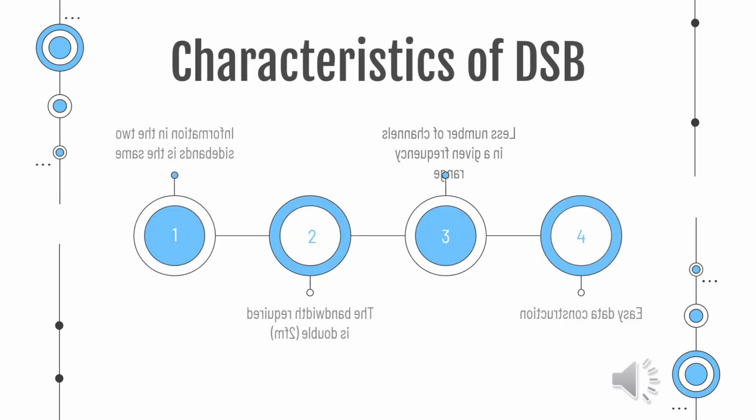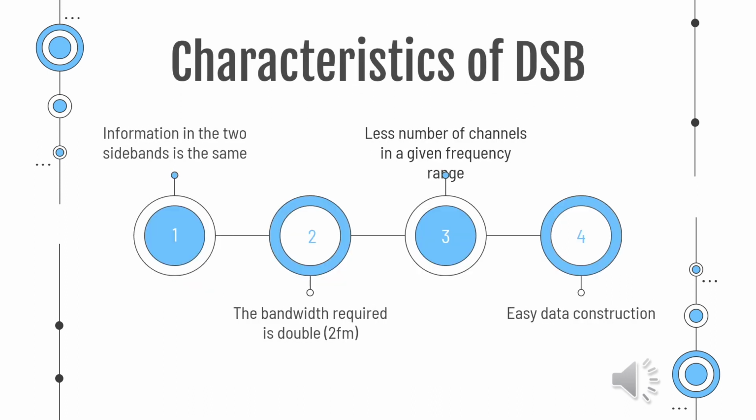These are some of the characteristics of double sideband. The first one is the information in the two sidebands is the same. The second one is the bandwidth required is double. The third one, less number of channels in a given frequency range. And the fourth one, easy data construction.